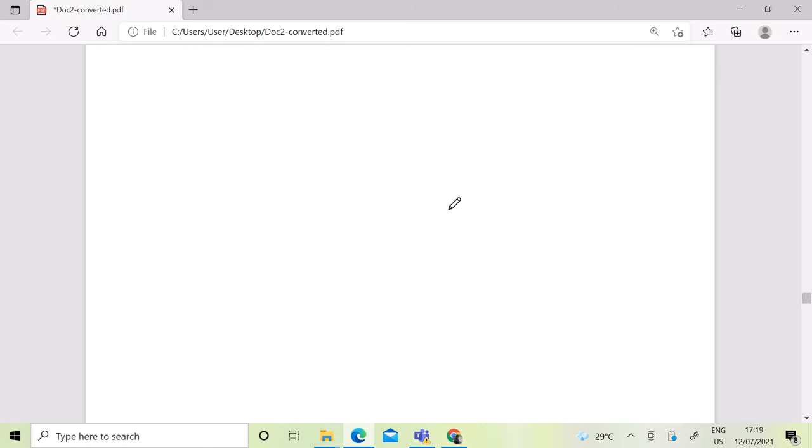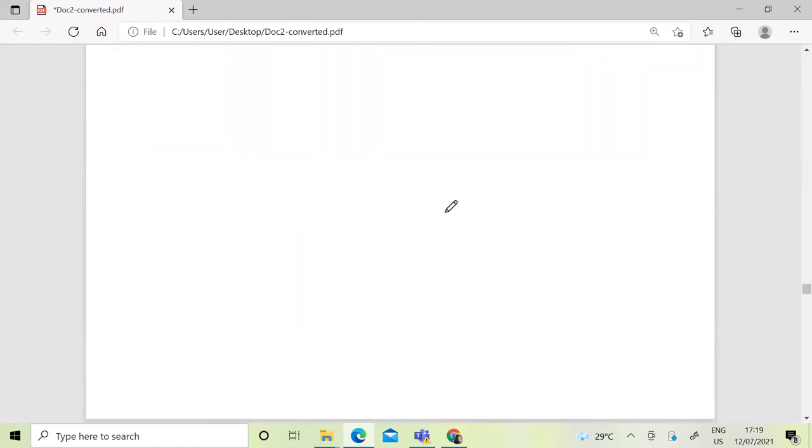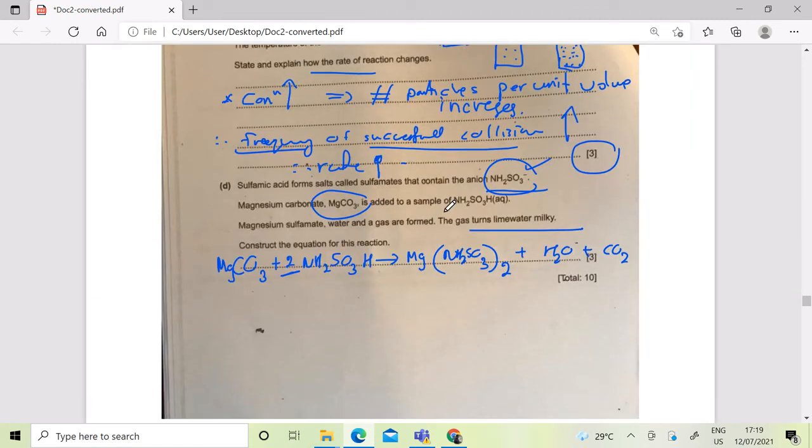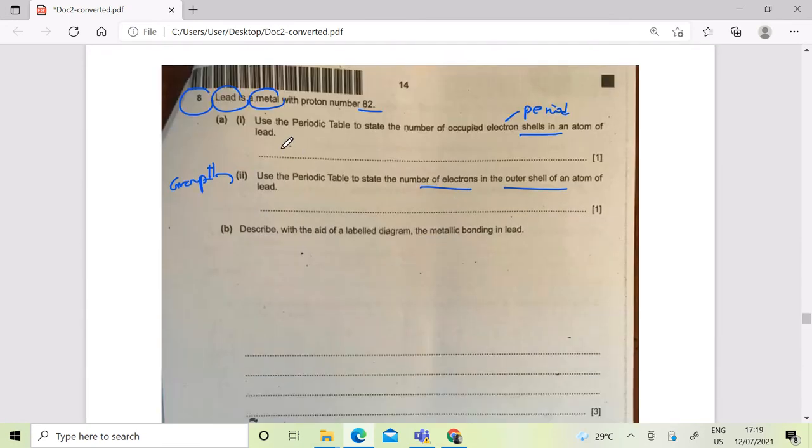So therefore, the answer for question number 8 part A, use the periodic table to state the number of occupied electron shells in an atom of lead.